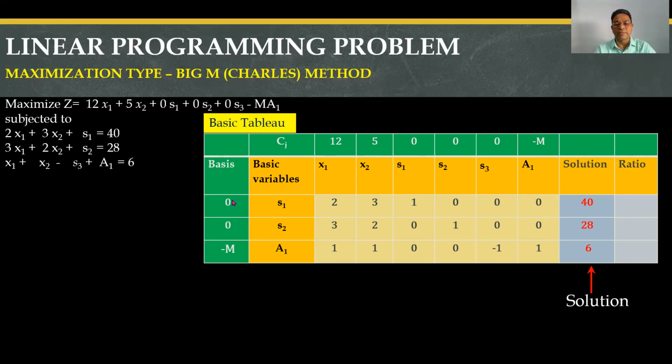Also the basis is written from the objective function. So this will also be minus m. So minus m here, and plus 1 here. And this is the solution column: 40, 28 and 60.